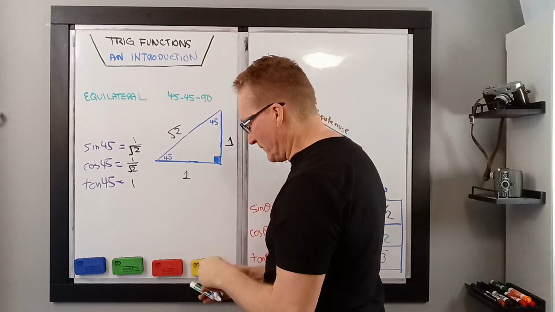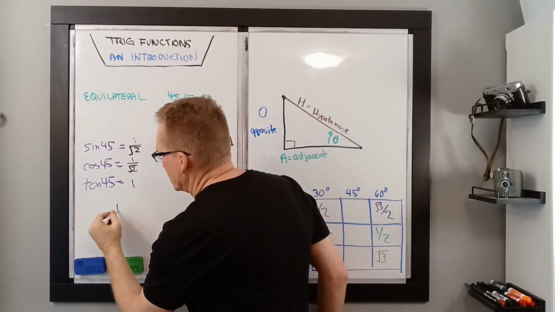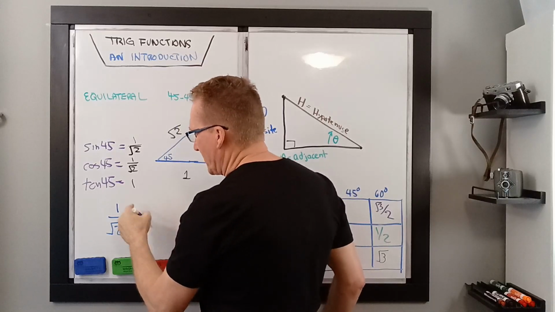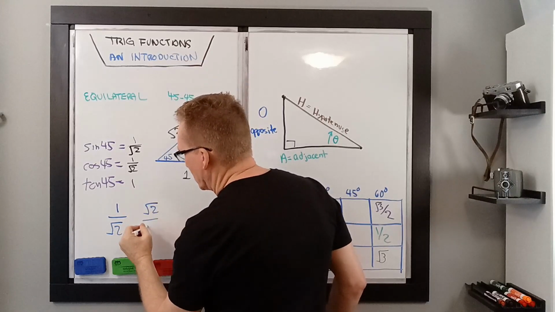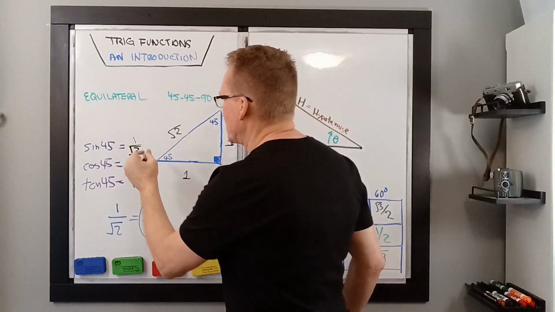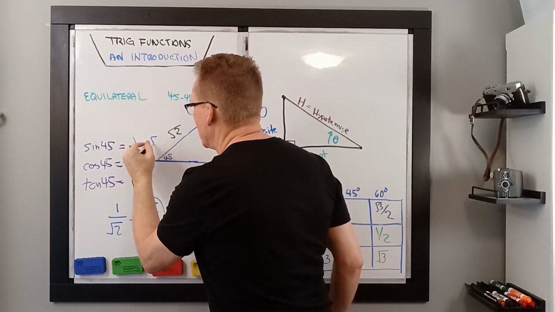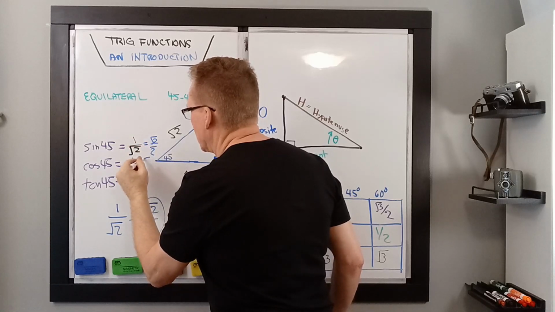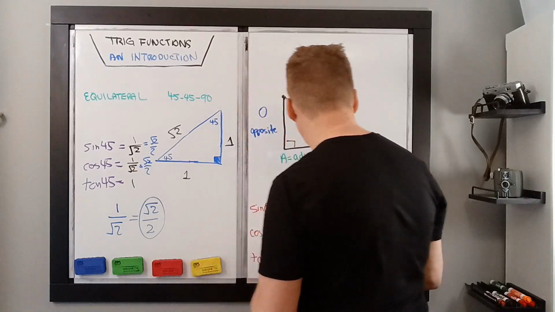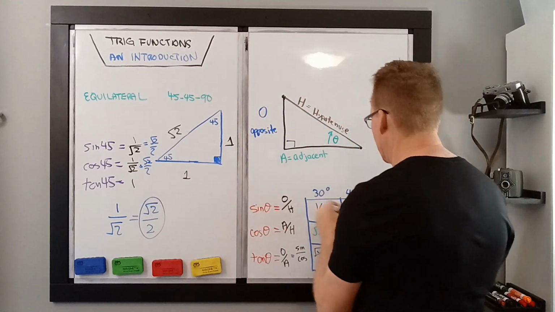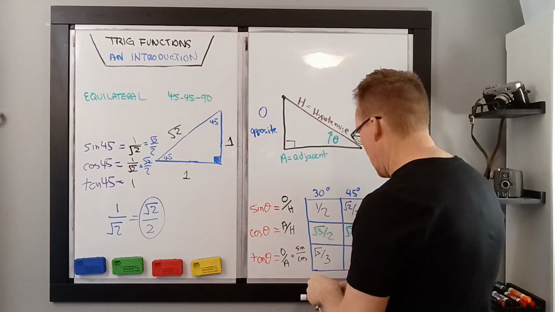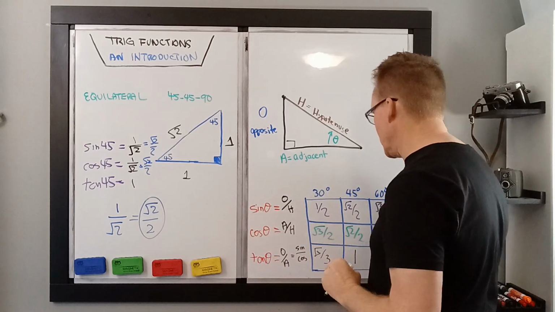Now, of course, just like I said before, we don't like having 1 over root 2 in the denominator like that. We multiply the bottom by root 2 and the top by root 2, and we're left with root 2 over 2. This is the common or more beautiful way to write that. So I'm just going to rewrite these that way. So this is root 2 over 2. This is root 2 over 2. And this is still 1. So let's write those in here. The sine value, I said, was root 2 over 2. The cosine value was also root 2 over 2. And the tangent value was 1.